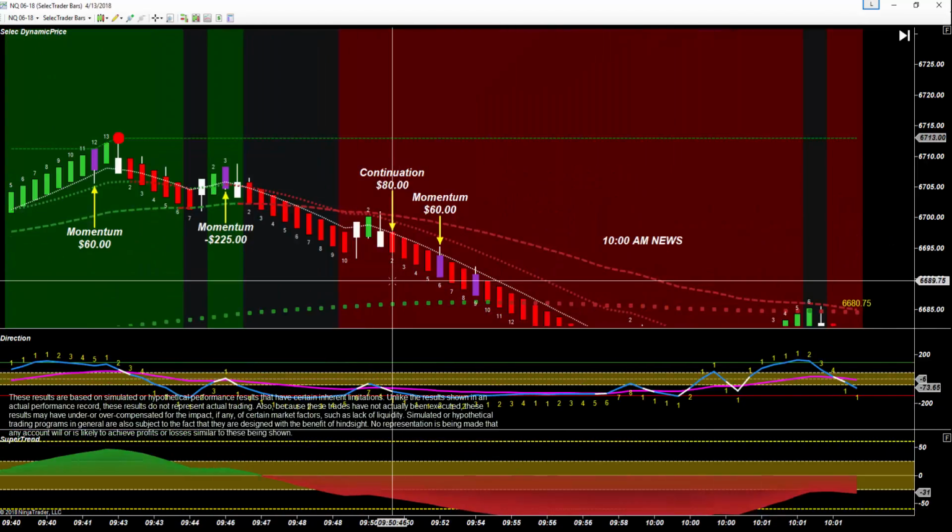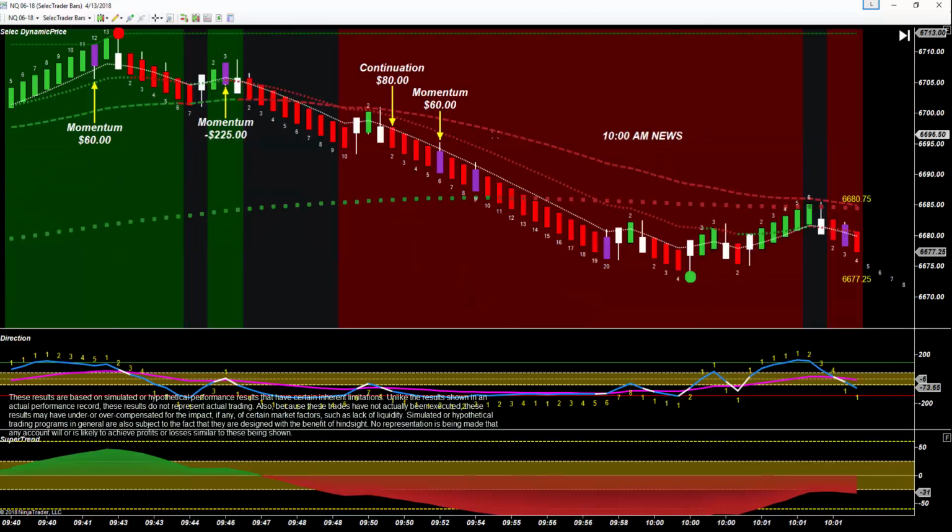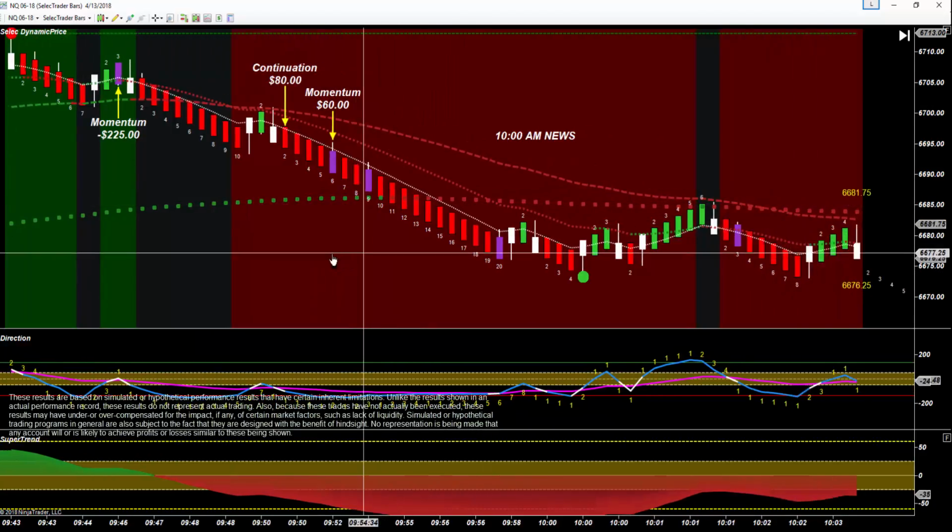Then we have a continuation short at 950. This one does hit profit target with the runner getting stopped out at break even. Then we have another momentum short. This one also just hitting profit target, and we can't enter this next momentum trade because it is heading right into the 200 EMA.